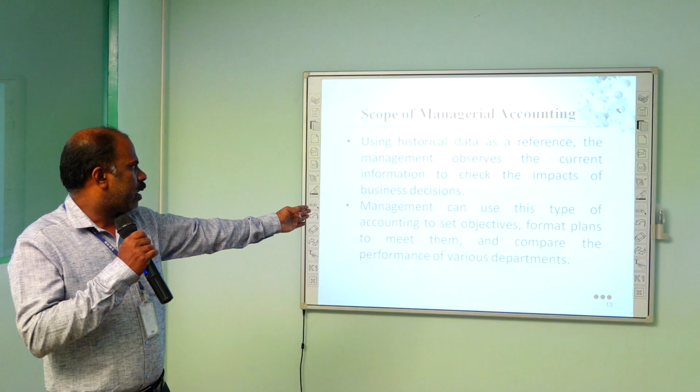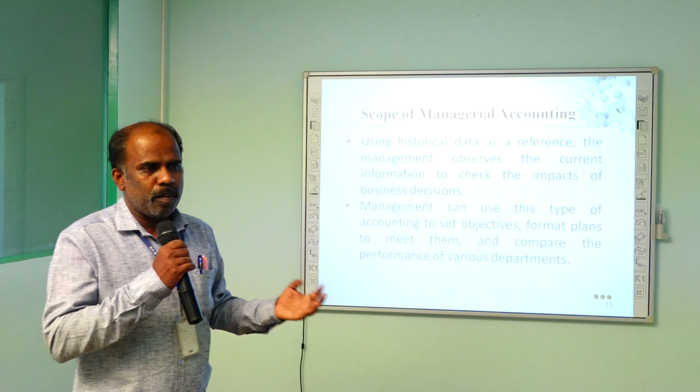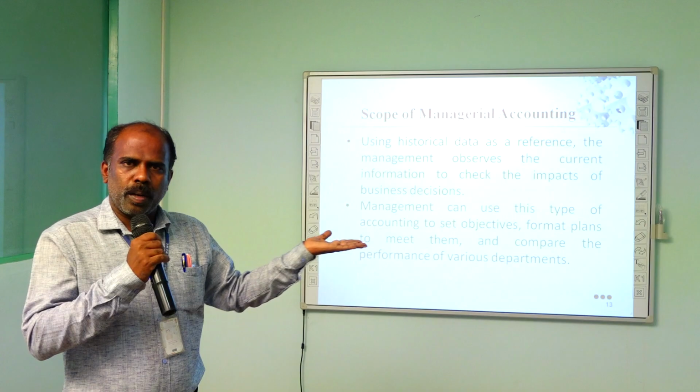Management accounting can use this type of accounting to set objectives, form a plan to meet them, and compare the performance in various departments. Take for example, comparatively, your production department as well as marketing department. What is the difference between production department as well as marketing department? In financial terms, you are able to compare.